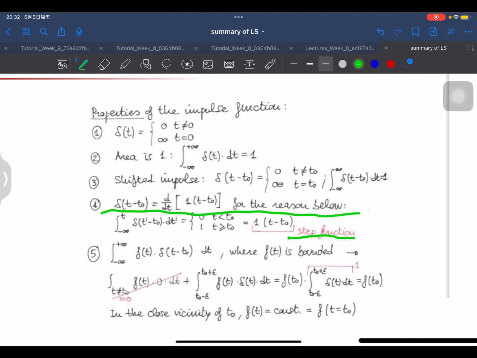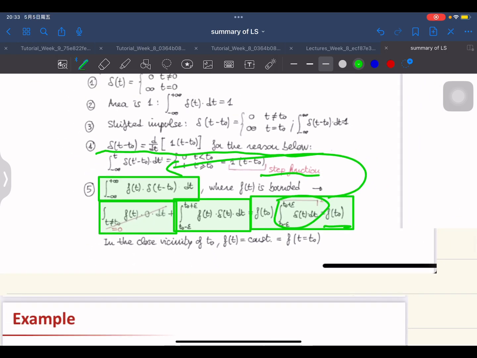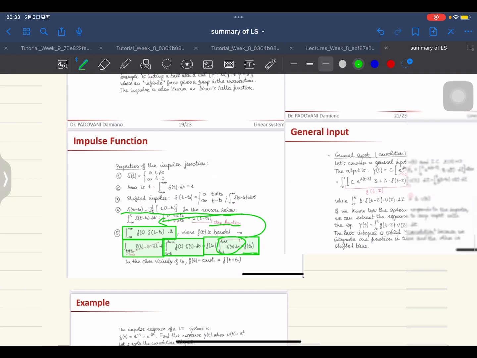And the step function. Let's see the integral from negative infinity to positive infinity of delta(t minus t0) dt, where delta(t) is bounded. And from this way it is equal to 0. From this one, you just take the relationship given. Later we can get the final result in the close vicinity of t0, where f(t) is constant, equal to f(t0).